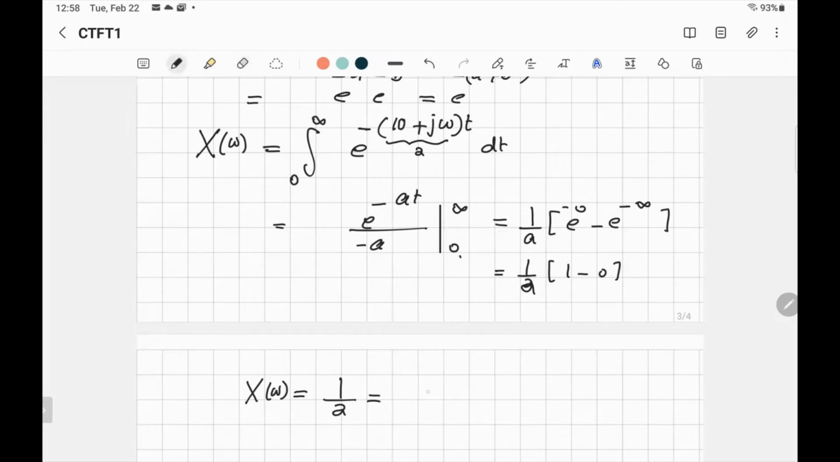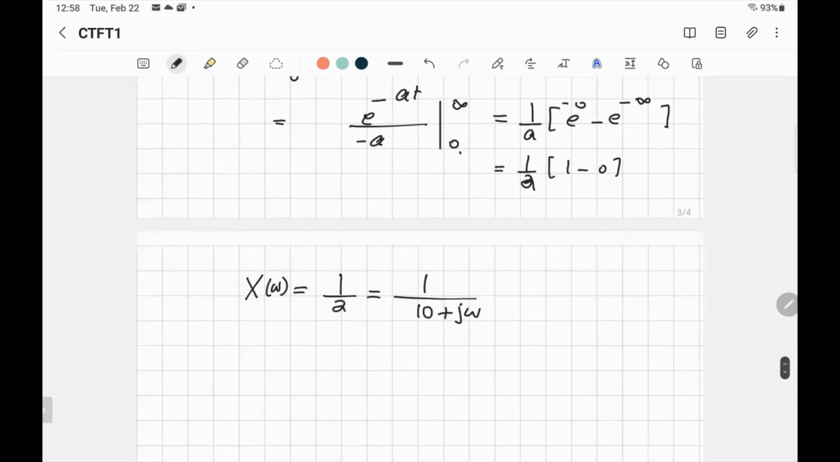So b is 1 over, and a is equal to 10 plus j omega. So that's X of omega. Let's just write it here. X of omega is equal to 1 over 10 plus j omega.